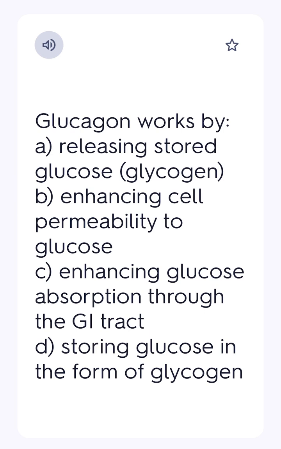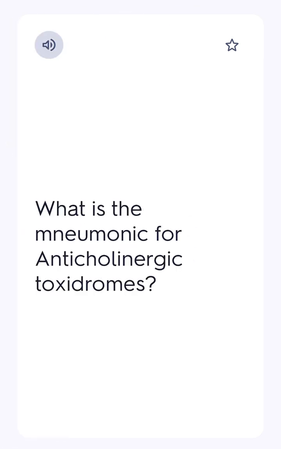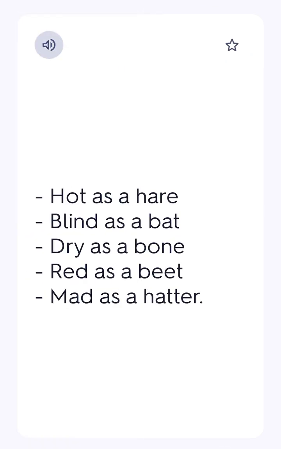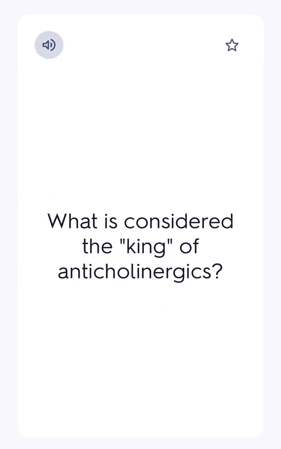Glucagon works by A, releasing stored glucose; B, enhancing cell permeability to glucose; C, enhancing glucose absorption through the GI tract; D, storing glucose in the form of glycogen. A, releasing stored glucose. What is the mnemonic for anticholinergic toxidromes? Hot as a hatter, blind as a bat, dry as a bone, red as a beet, mad as a hatter. What is considered the king of anticholinergics?